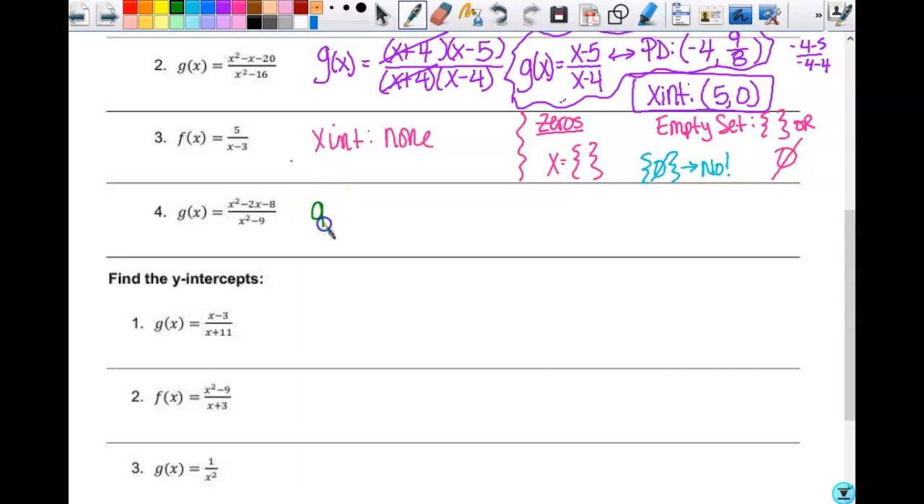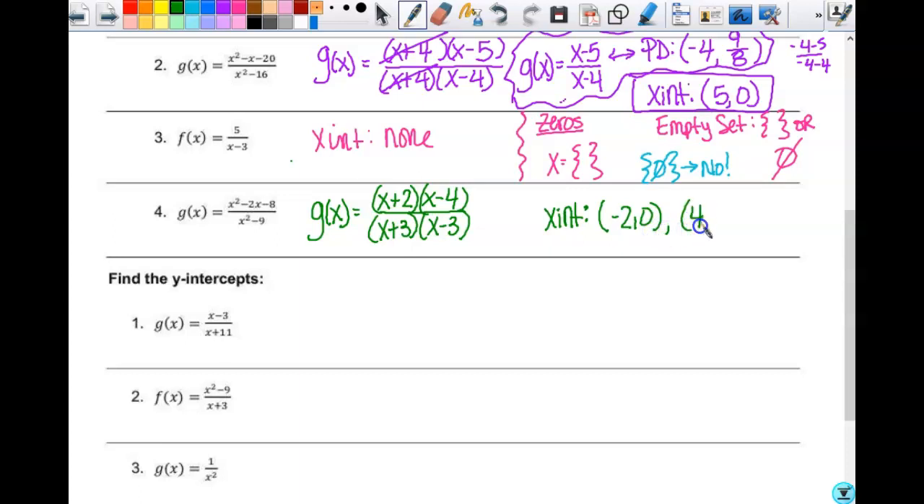So I'm going to factor g of x equals, so numerator, x and x, this is negative, so they're opposite. And then my numbers would be negative 4 and positive 2. Then I would factor down here, so I get x plus 3, x minus 3. And nothing cancels out, so I don't have any point discontinuities. So I can just find my x-intercepts. There's going to be 2 of them. I'm going to have negative 2, 0, and 4, 0.